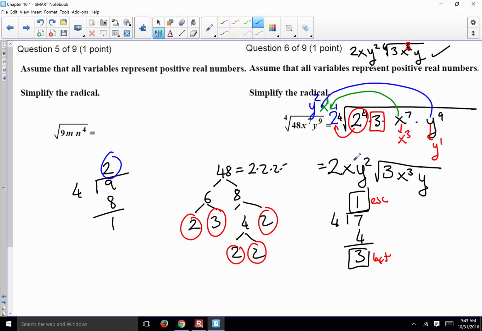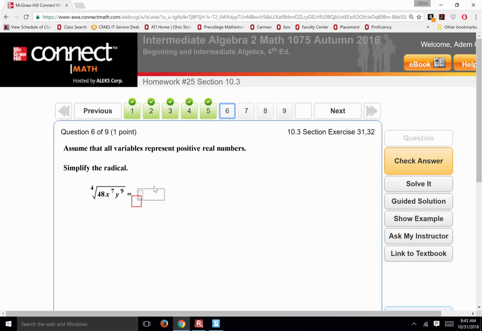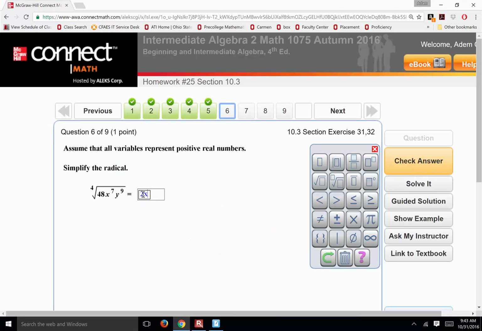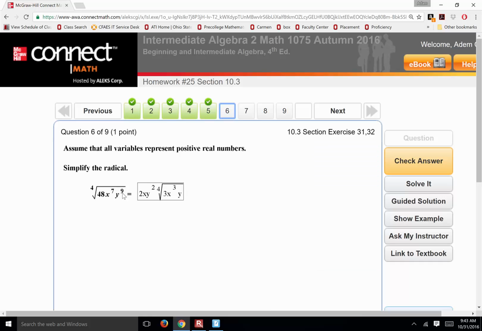Except I missed writing the index. If you miss writing the index, it means 2, so don't forget it; if it's not 2, it's 4. Let's type this in. Two x y squared. How do I make the 4th index? By this symbol. First put 4 in, arrow key go in, 3x cubed y, just y. Good? Any questions?